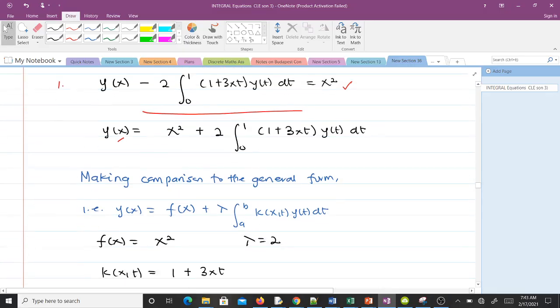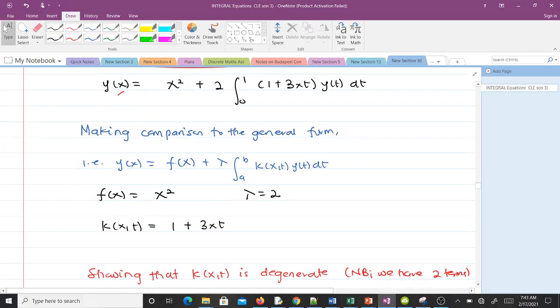Then I want to find out which of them is our kernel, our parameter lambda, and the free or forcing term. So we have to compare it to the general form of our integral equation, the one that we know. Making our comparison, our free term or forcing term f(x) is x². Our parameter lambda is 2. And our kernel is 1 + 3xt.